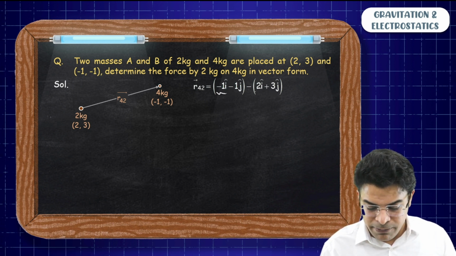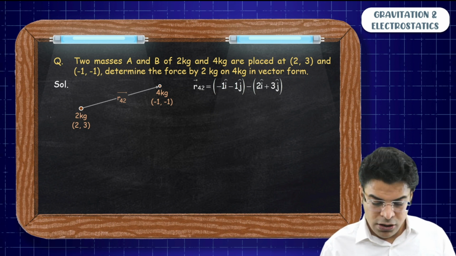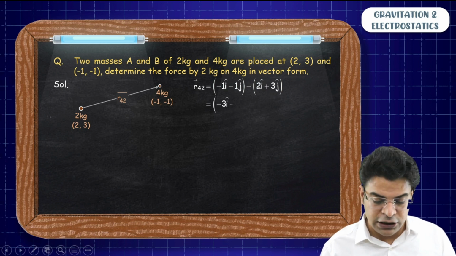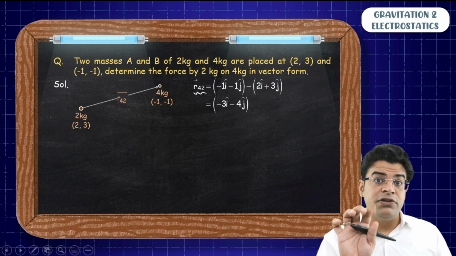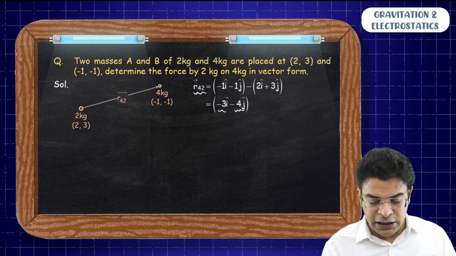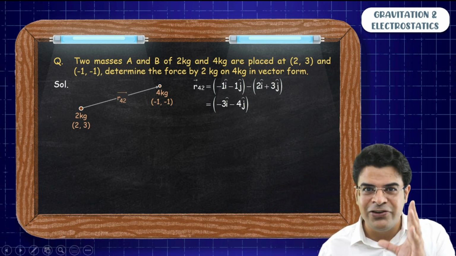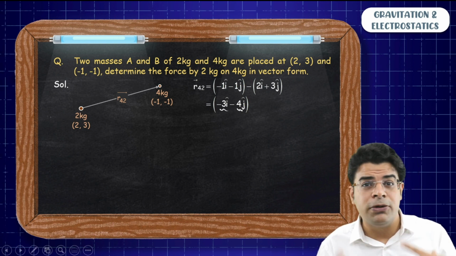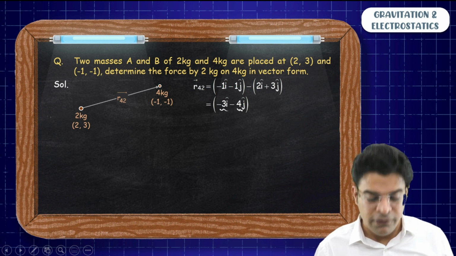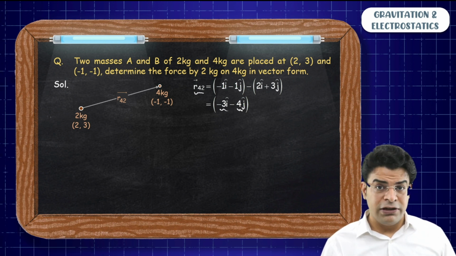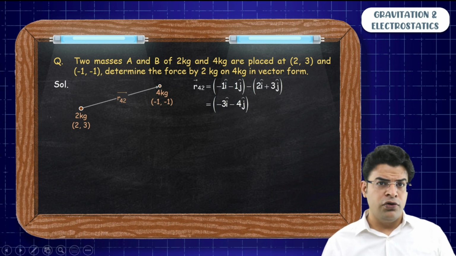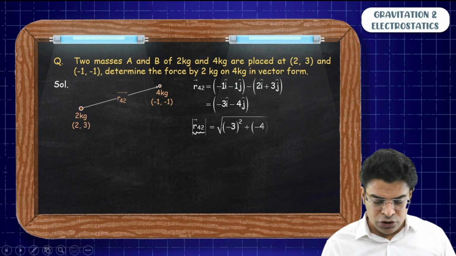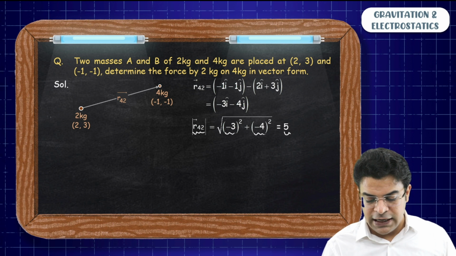Now minus i cap minus 2 i cap gives you minus 3 i cap. Minus j cap minus 3 j cap gives you minus 4 j cap. So the position vector of the 4 kg mass with respect to the 2 kg mass is minus 3 i cap minus 4 j cap. See, they have purposefully taken such values, 3 and 4. Why? Because when you find the magnitude using the square root of a square plus b square, you get 5. The magnitude of the separation comes out to be the square root of (minus 3) square plus (minus 4) square, which is 5.